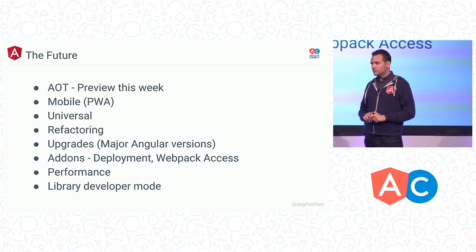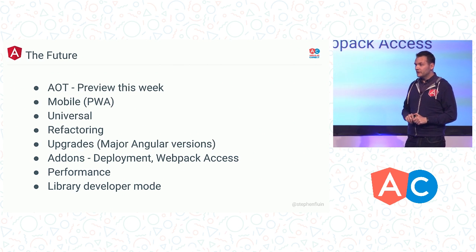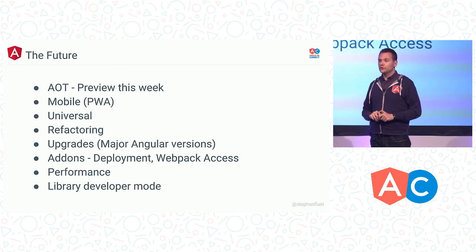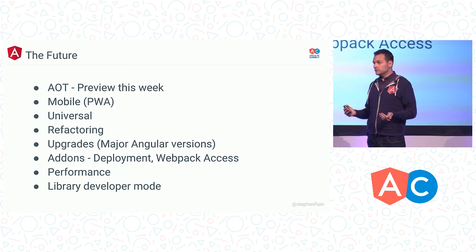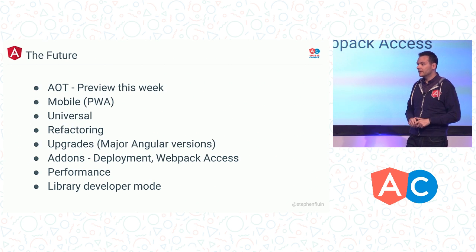So one of the things that we've talked a fair amount about is ahead-of-time compilation. This week, you're going to be seeing a preview flag, --AOT, when you use the Angular CLI. And what that allows you to do is write your application in JIT mode, just-in-time mode, in the same way that most people have been doing since the beginning of Angular 2.